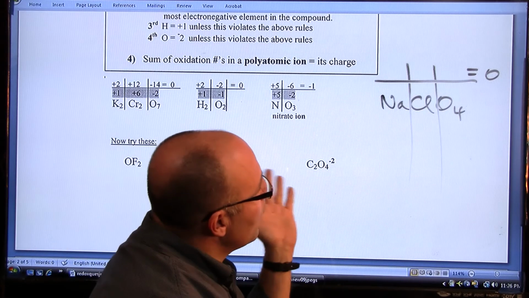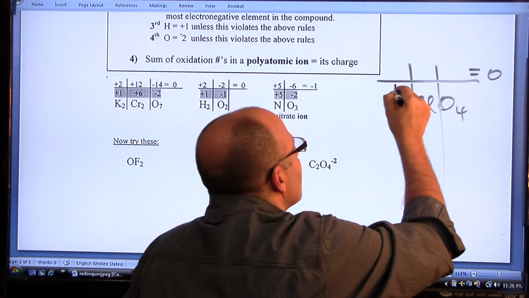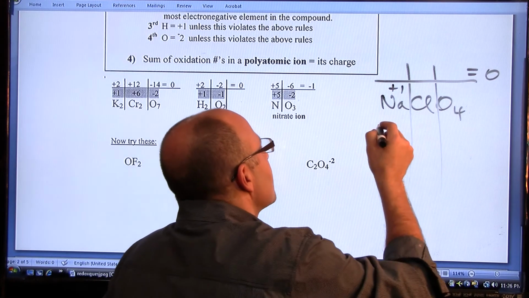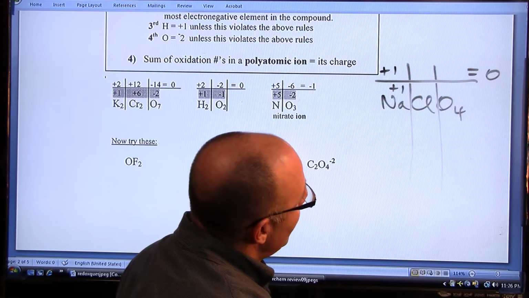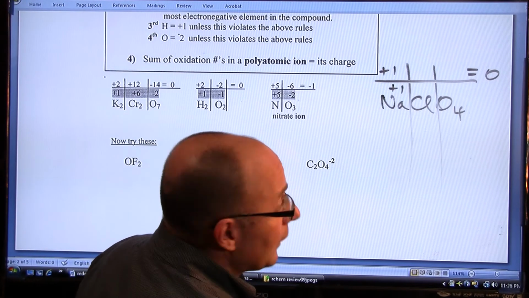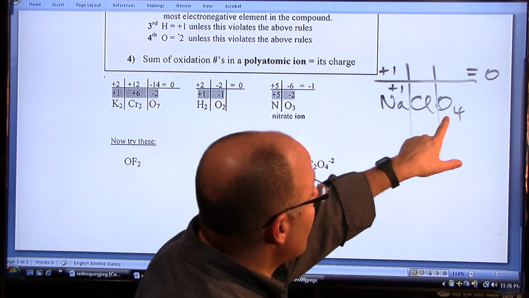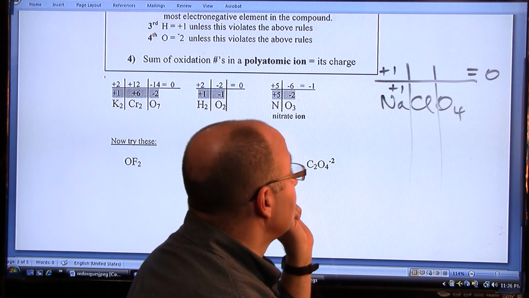And then in order of importance, the first element you assign is sodium with a plus 1, because it has no choice in the matter. And the sodium in this case, since there's only one sodium, would contribute a plus 1 to the total. Next, in order of importance, you would have a halogen where it's the most electronegative here, which in this case, it's not, because the oxygen has an electronegativity which is greater than that of chlorine.